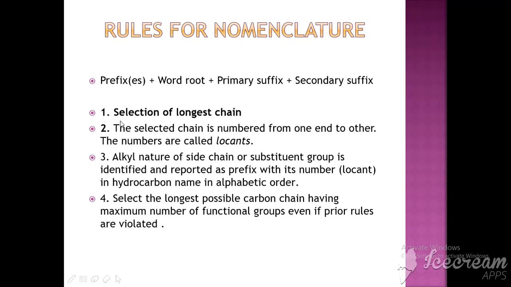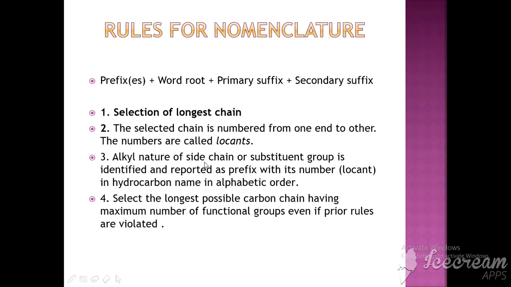Now the first rule is selection of the longest chain. First we need to select the carbons which have the longest chain. And the selected chain is numbered from one end to the other. The numbers are called locants. We are giving a specific name to them, which is known as locant. Then the alkyl nature of the side chain or substituents is identified and reported as prefix with its number in the hydrocarbon name in alphabetical order. This will be more clearly understood when we take some examples.